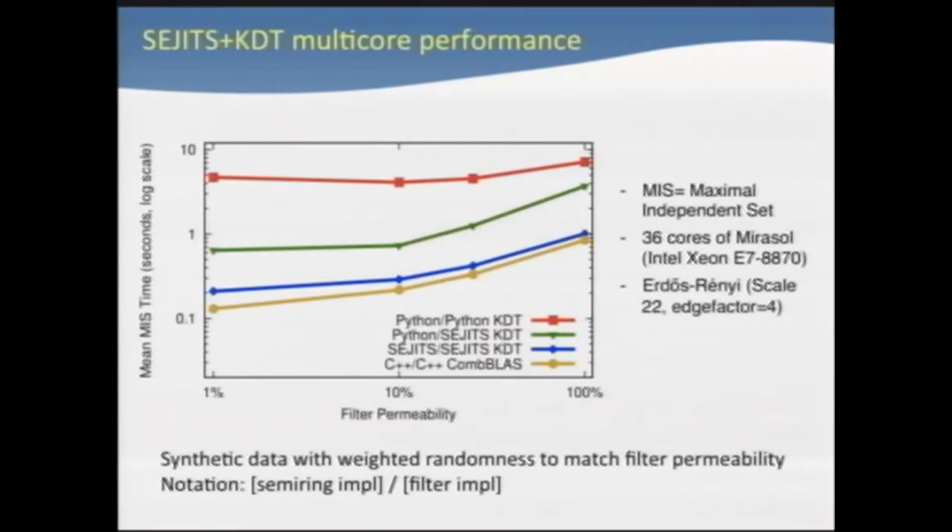The yellow line is the efficiency layer code in Combinatorial BLAS. There's a huge gap in between. By translating both the filter and the semiring using SEJITS, you get the blue line, which is good enough for our purposes. And this is the maximal independence set running on a big shared memory machine.